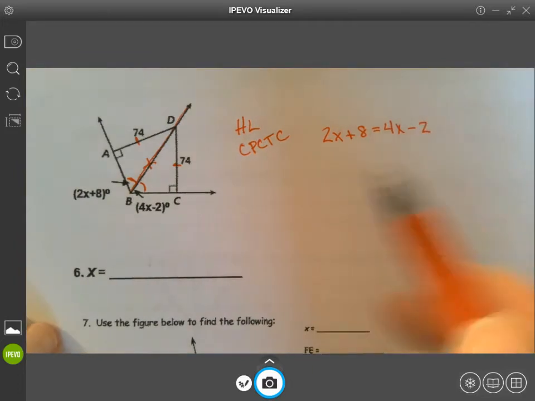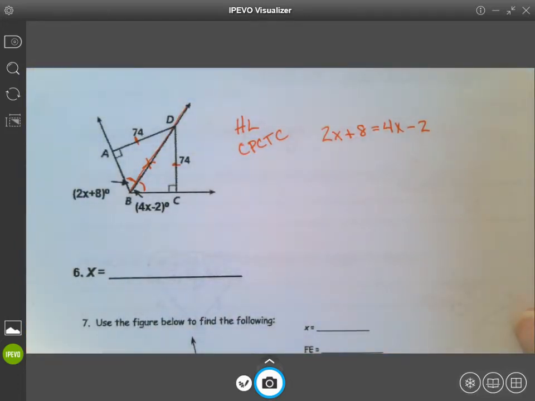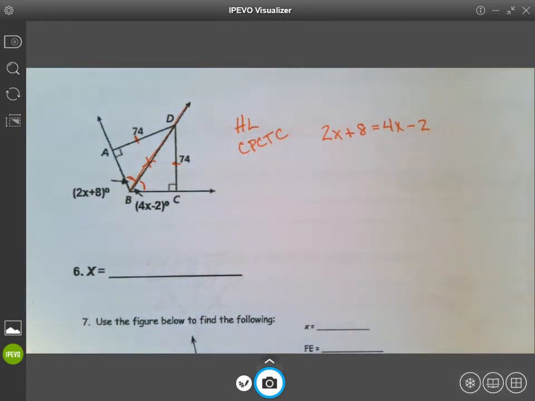All right, so you're going to take a minute, you're going to solve that for x. But again, I'm going to have you do that when you get to work. I want to move through this.